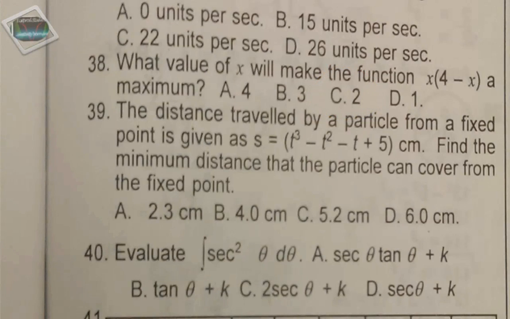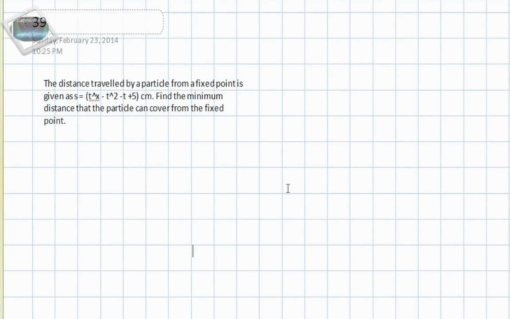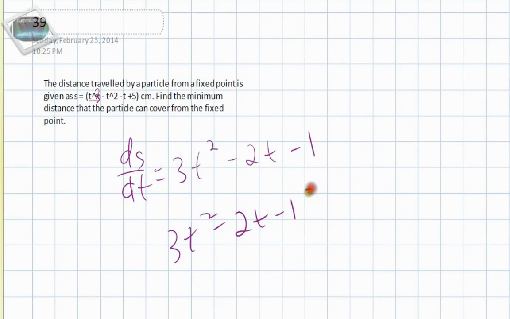Alright, so question 39 asks us about a particle, and it wants to know the maximum distance that the particle can cover from the fixed point. Again, we're going to think of what taking the derivative of a function means in terms of maxes and mins, and so we want to find the minimum distance that it can cover. We take the derivative first of s. So ds/dt, and this is cubed actually, is going to be 3t squared minus 2t minus 1. And then we're going to set this equal to 0: 3t squared minus 2t minus 1 equals 0.